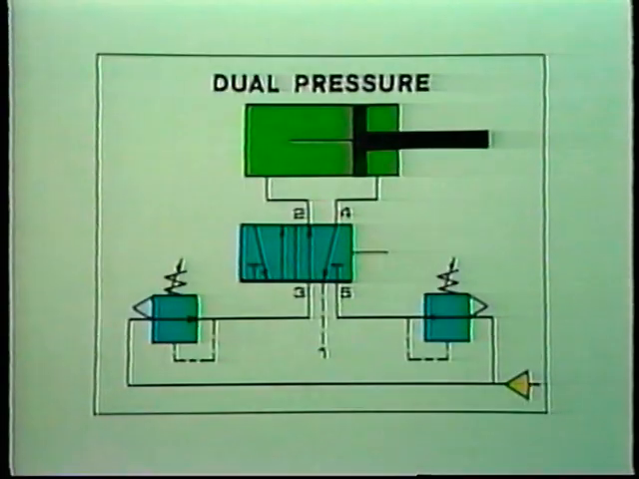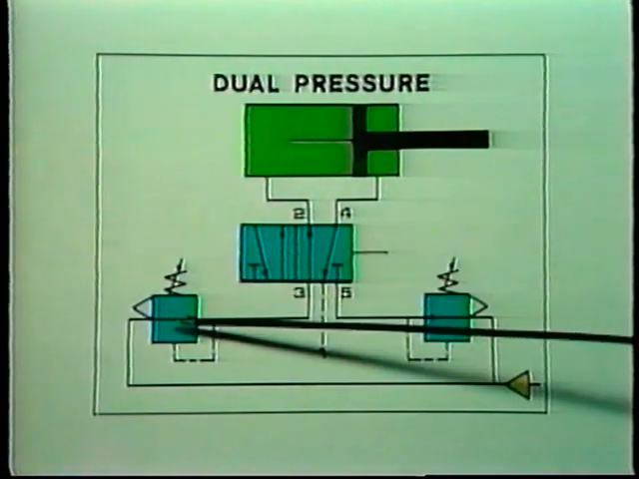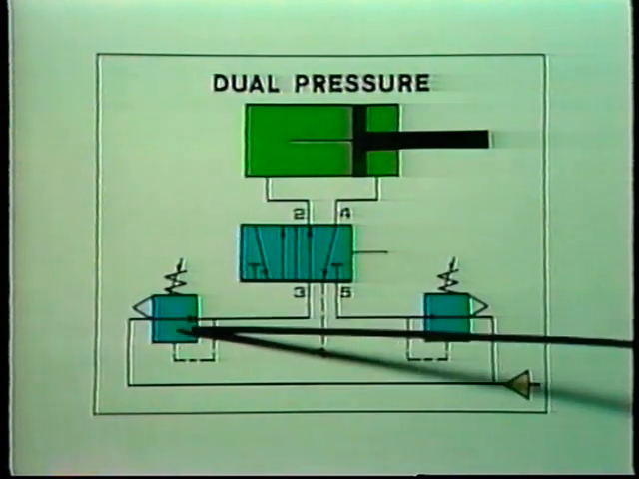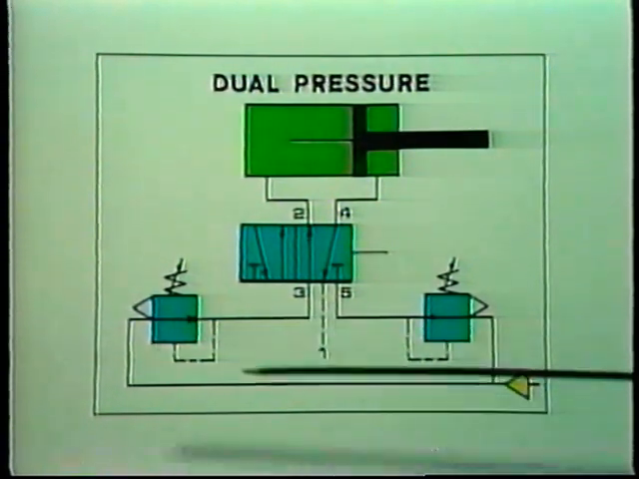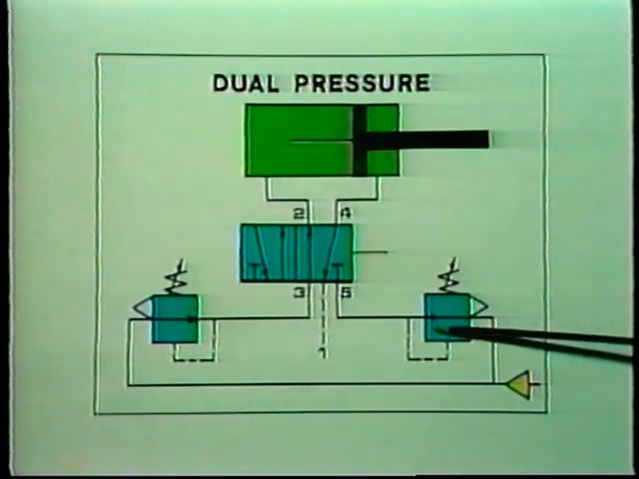Suppose we had a requirement for the cylinder to perform work during both strokes and exert one force when it extends and a different force when it retracts. What's required in this case is a dual pressure circuit. This one uses a 5-ported, 4-way directional control valve here and two pressure regulators. We will set this one to deliver the right pressure for extension, and this one will adjust to give us the required pressure for retraction.